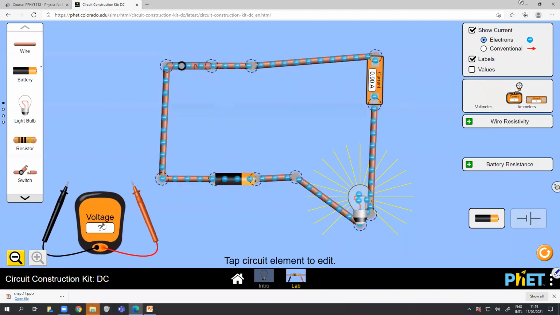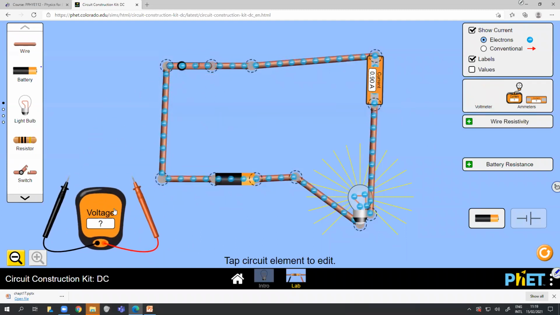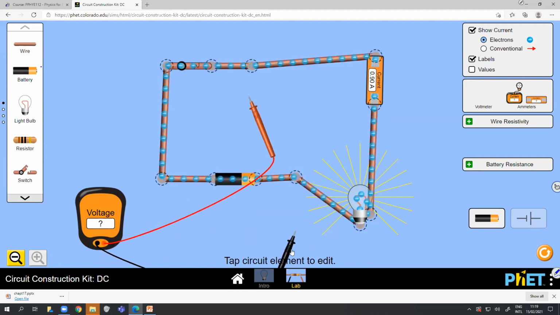So voltage is measured by this guy, which is a voltmeter. The voltage is measured by tapping the two points across which you want to measure the potential difference. Potential difference means two points, A and B. What is the potential difference between the two points? So I want to measure the potential between the two ends of the bulb.